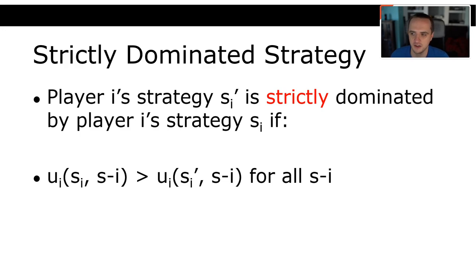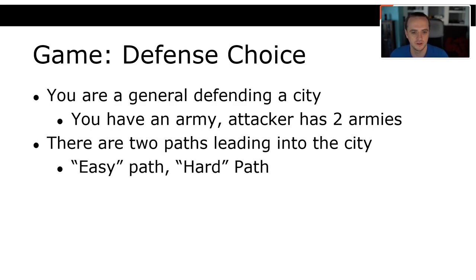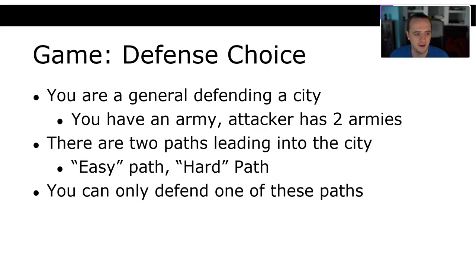So we just talked about the dominated strategy. Here's another game. It's called the defense choice. This may be directly applicable if you control like a Mongolian army or something like that at some point in your life. You're a general defending a city. You have an army in the city, and the attacker has two armies. There are two paths leading to the city, an easy path and a hard path. As the defender, you have to make a choice: do I take my army and defend the entrance to the city at the hard path entrance or at the easy path entrance?